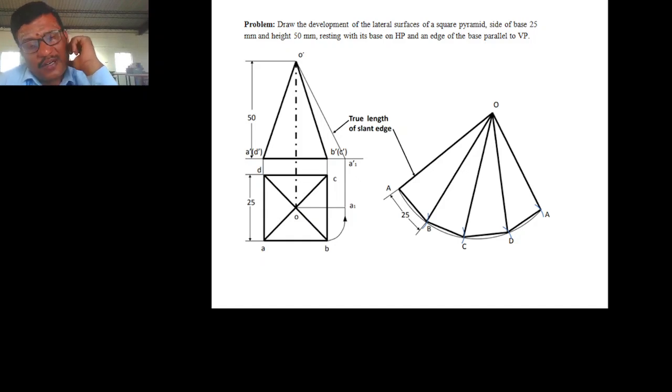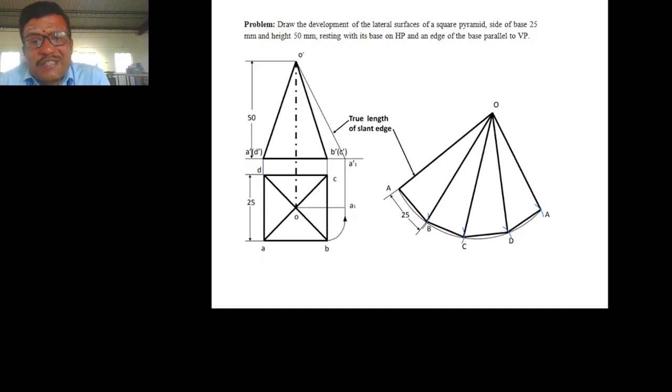So here, now draw the front and top view. So the front view will be the triangle. For a square pyramid, the front view will be a triangle and the top view will be the square. So the top view will be the 25 mm square, 25 mm and 25 mm, and the front view will be the triangle of 50 mm height. So in the top view, we have to cross the square A, B, C, D since it is a pyramid.